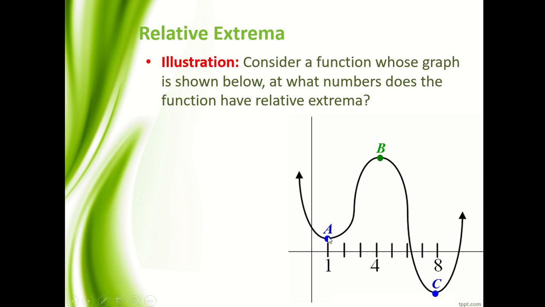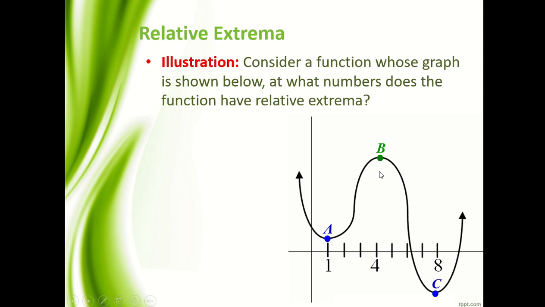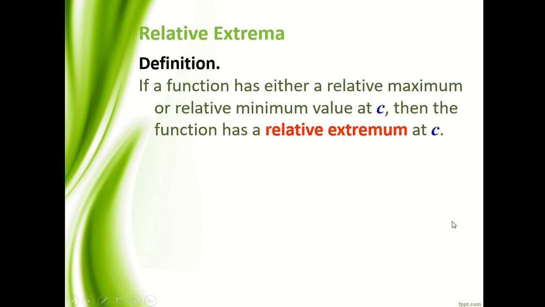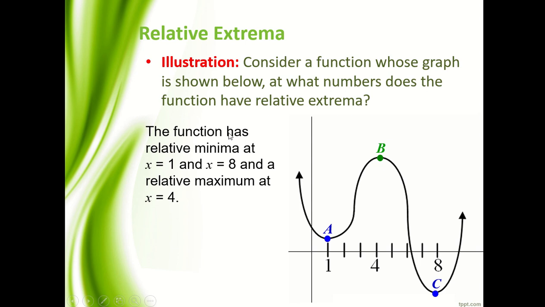So these are the extremum. Okay, so relative extremum, right? So either maximum or minimum, or relative minima, or really a relative maximum. So we call it relative extremum at c. All right. So from this illustration, we have here the function has a relative minima at x equal to 1. So at x equal to 1, you see here, it follows the definition.